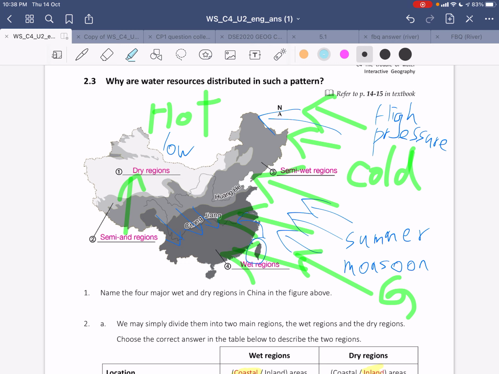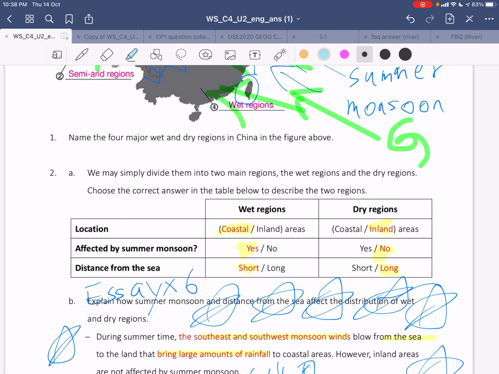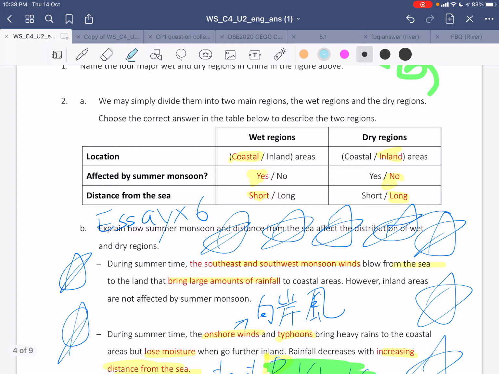So accordingly, they are having more and more drier climate in the western part of China. The coastal area is affected by the summer monsoon, and the distance from the sea is short, and the dry region mostly is the inland area, where the summer monsoon is not affecting, due to the long distance from the sea.